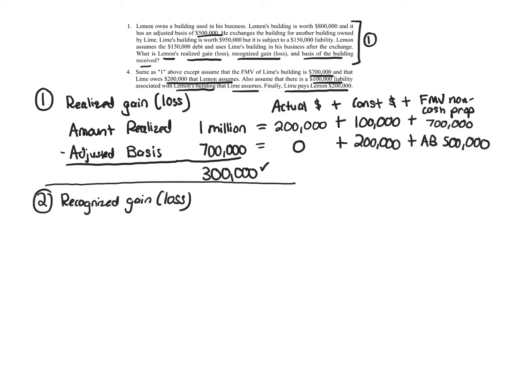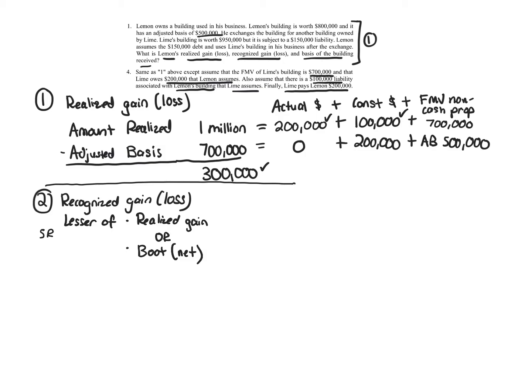So Lemon qualifies for like-kind exchange treatment. The problem, though, is that when we look at what's received, we got some boot. We got $200,000 actual cash, $100,000 of constructive cash. So that then spurs the special rule. The special rule says the recognized gain or loss, which, if there's like-kind exchange treatment, should be 0, is the lesser of the realized gain that we calculated or the boot, which we determine net.